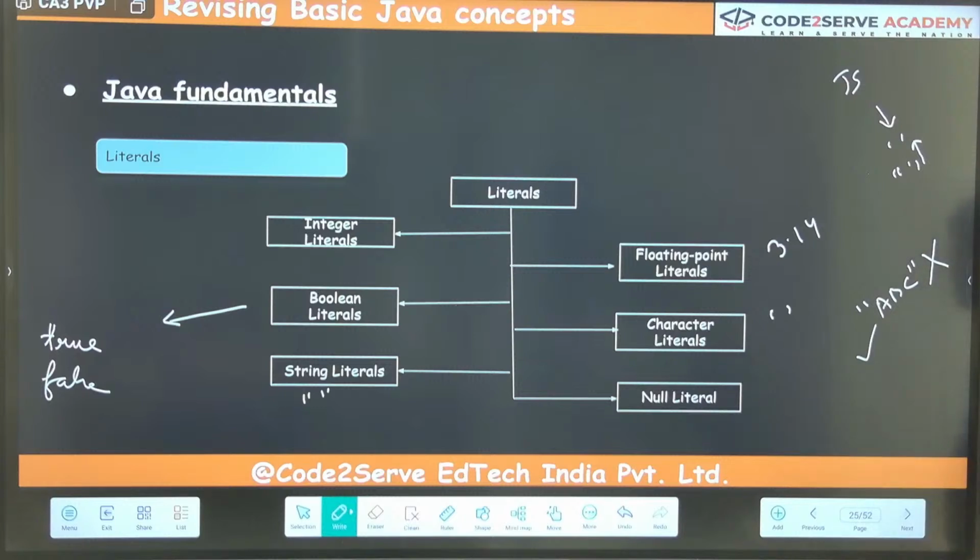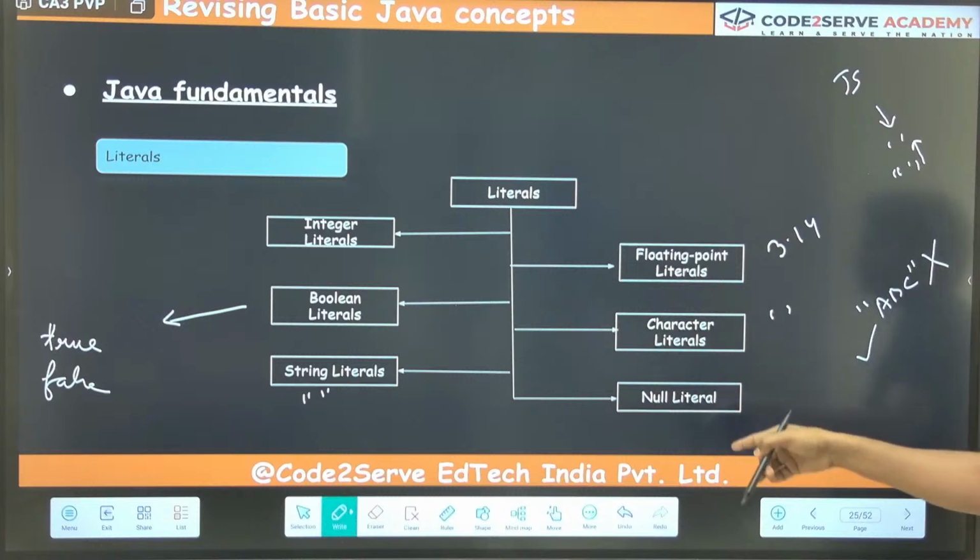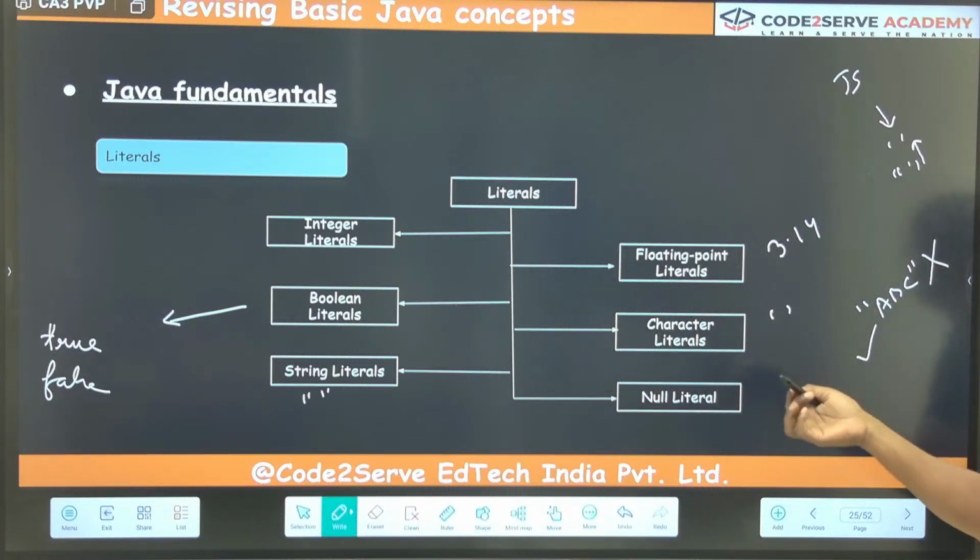Next, you have null literals. That means you don't want to point to anything, then we can specify null. That is not in your scope, but just remember null literal is also there.